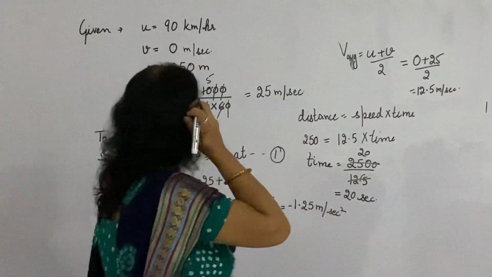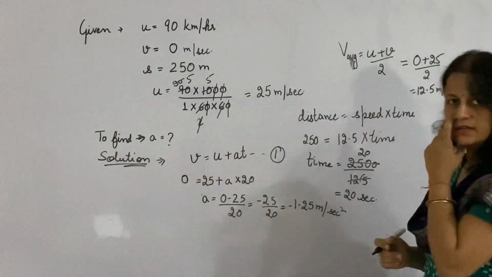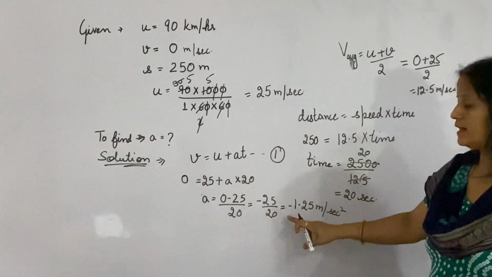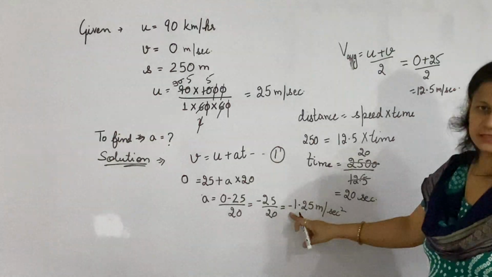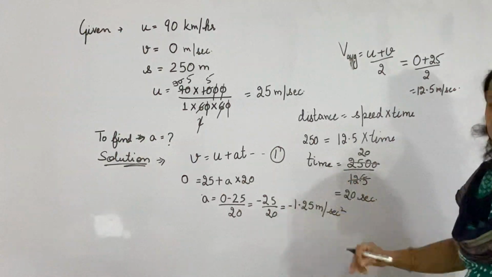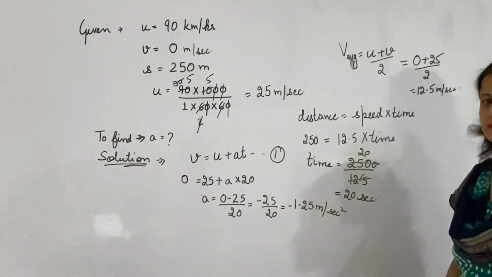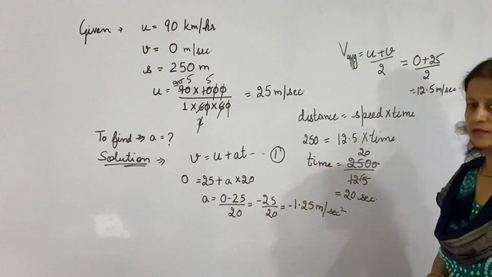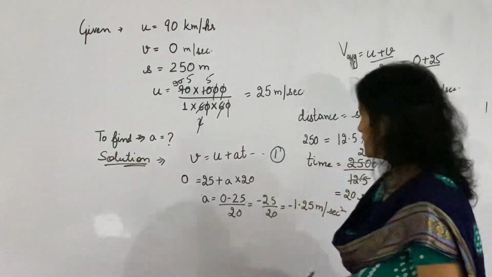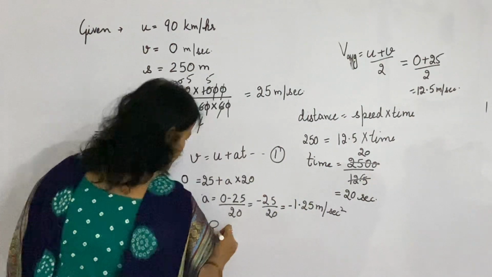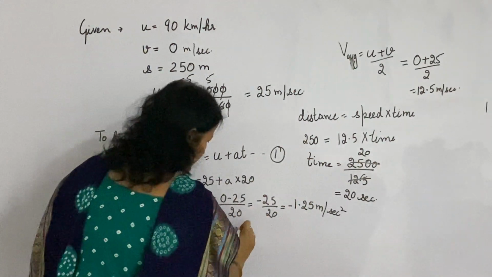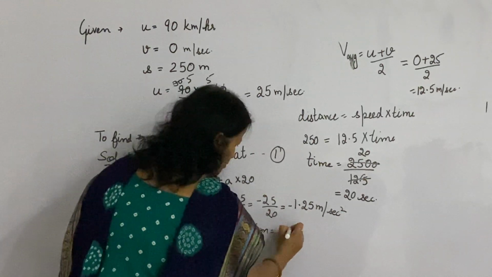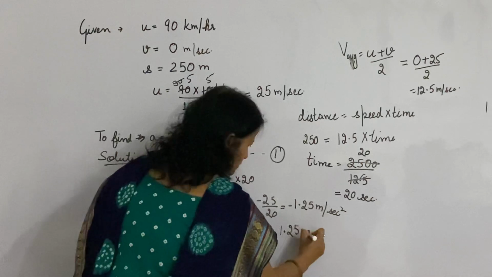Here, as a denotes acceleration, the value comes out to be negative. It means that it is the value of the retardation. Right? In the question, it is also asked what is the minimum retardation so that the trains do not collide. So the retardation comes out to be 1.25 meter per second square.